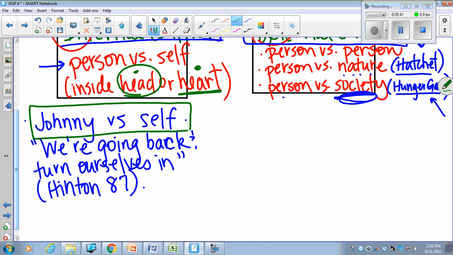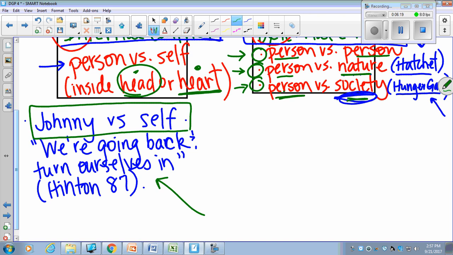So what I want you and your partner to do is come up with an example for each one of these in The Outsiders. Come up with that person versus person conflict. Give me an example of person versus nature in The Outsiders, and find an example of person versus society. I am looking for this modeling where you are backing these up with information from the text. You can write this down here in your notes.